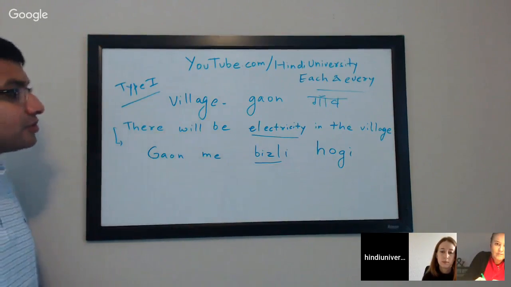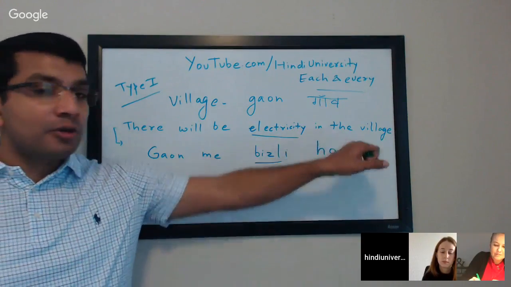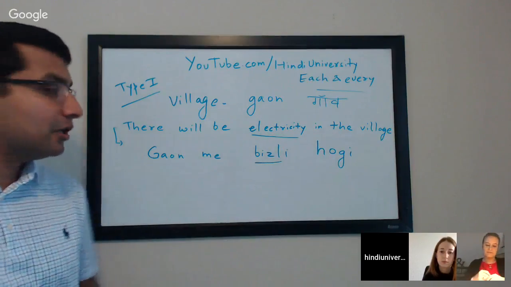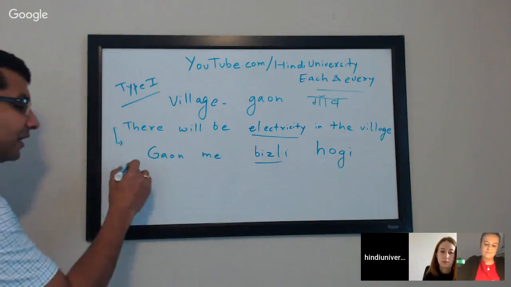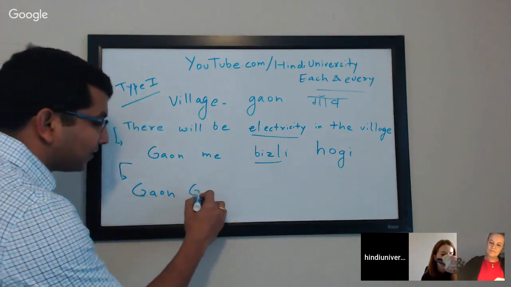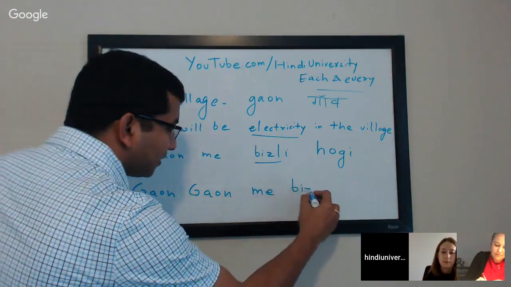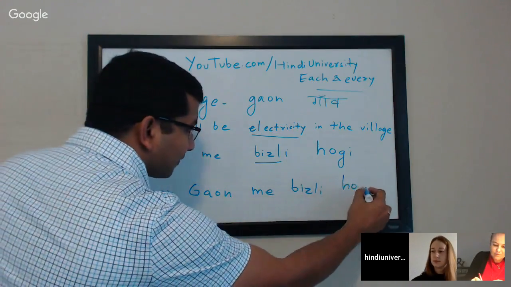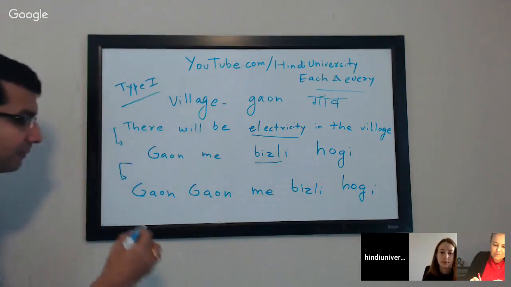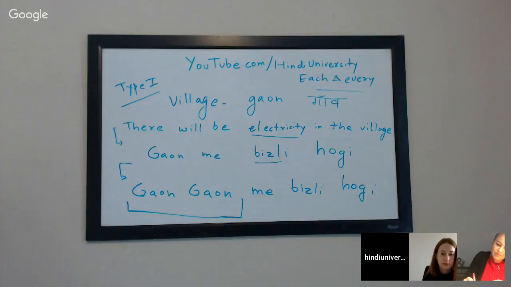Okay, now you want to say there will be electricity in each and every village. Right now, you're talking about one particular village. If you want to say that, then you will say gaon gaon mein bijli hogi. Gaon gaon mein bijli hogi.